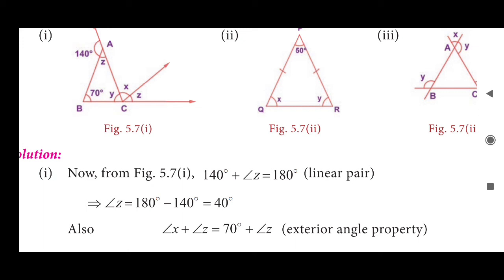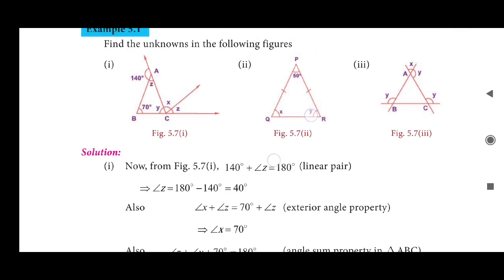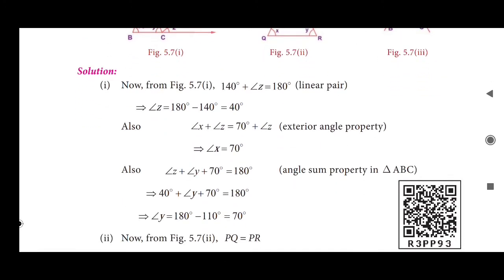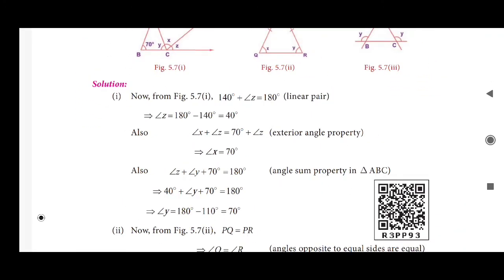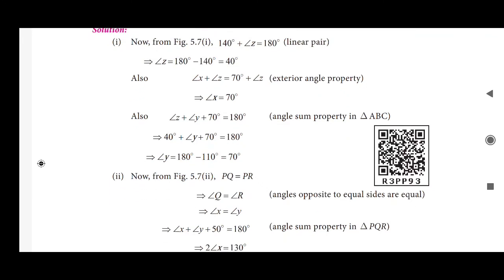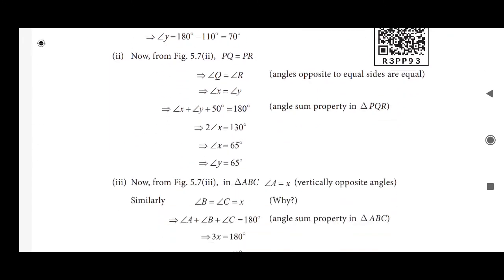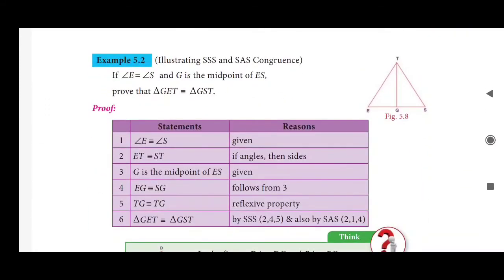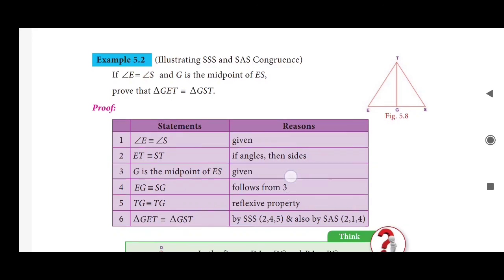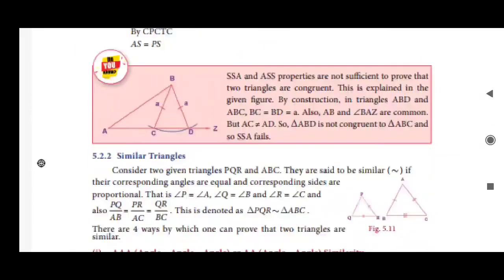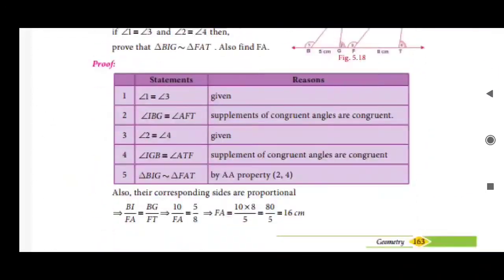So that is the exterior angle property. We have some properties, and by seeing that property we will solve the sum. Then it will be easy for you. So you go through what is exterior angle, angle sum property, angles opposite to equal sides are equal, then vertical opposite angles. These are the important words we are going to use in the sums. So you go through this, and also the proofs, these theorems are given. This introduction part is very important.